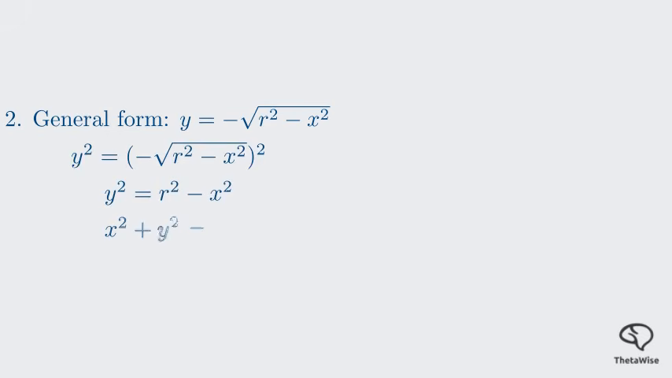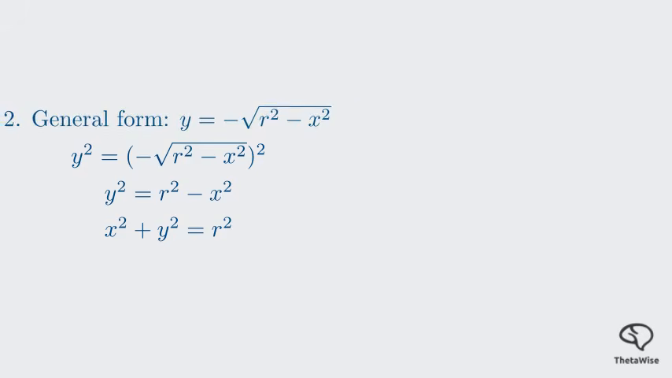Now let's explore the second form, which is very similar to the first. This one is y equals the negative square root of r squared minus x squared. Notice the only difference is the negative sign in front. Let's see what this change does. Again, we can square both sides. We get y squared equals negative 1 times the square root all squared. This simplifies to y squared equals r squared minus x squared. Rearranging gives us the familiar circle equation. x squared plus y squared equals r squared.